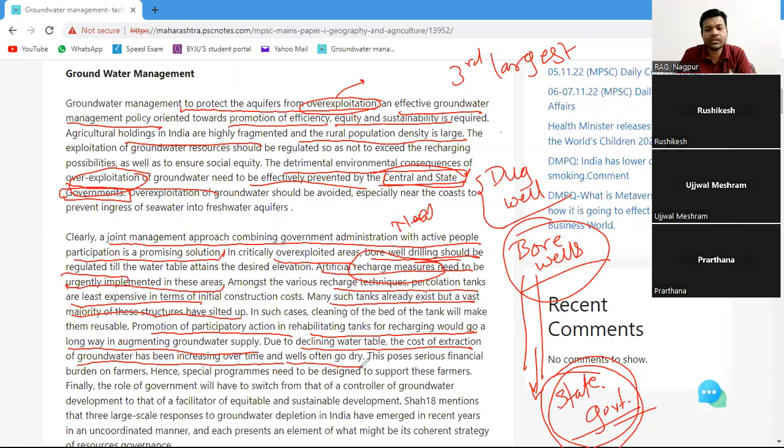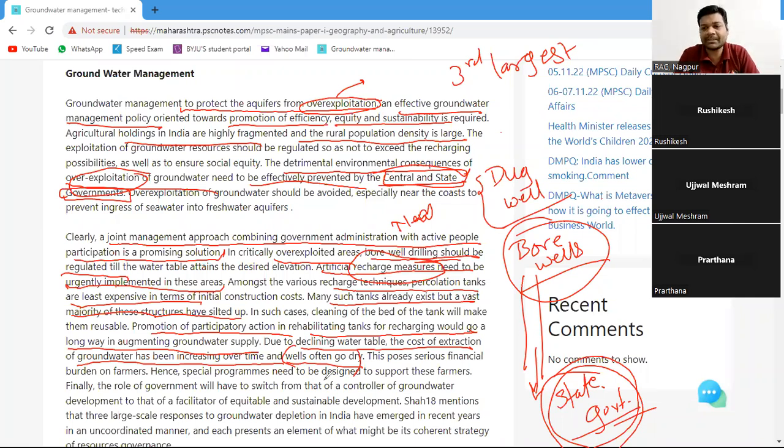Hence the cost of taking out water is increasing day by day with lowering of the depth. And wells often go dry because groundwater is limited. Groundwater is a commodity. It is basically not a resource. I should not say that; obviously, it is a resource.